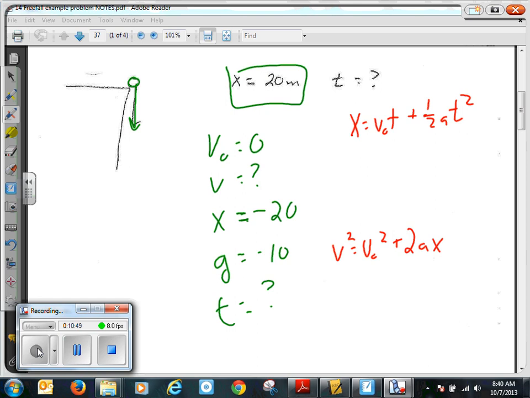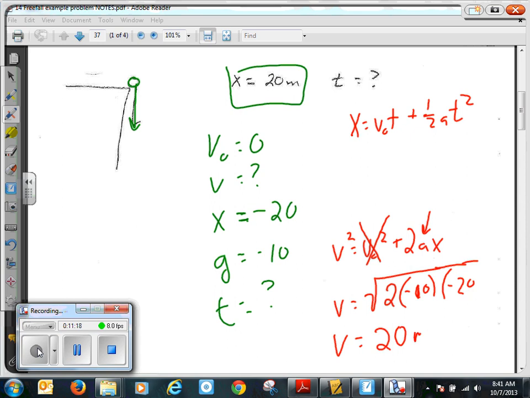Okay. If I have a 0 right here, I can figure out my v squared, right? Do you agree with that? Okay, so we'll do that. v then equals the square root of 2, and a here is little g, so it's a negative 10. And x here is a negative 20. Okay, so my velocity then is equal to 20, right? 20 meters per second. Okay, so we have 20 meters per second.